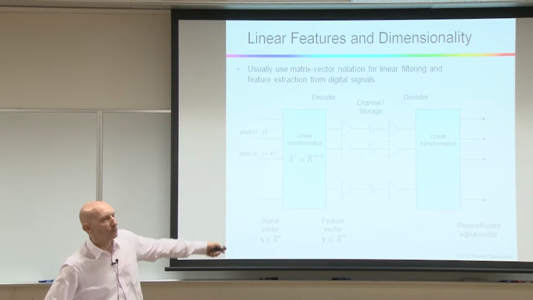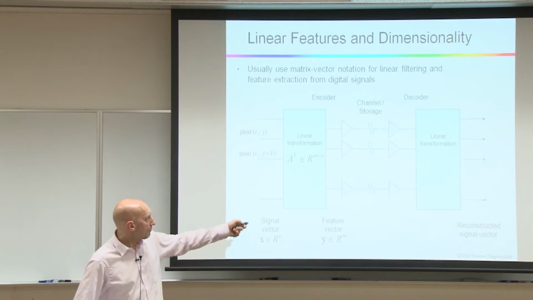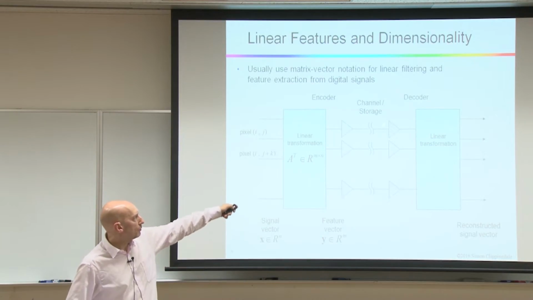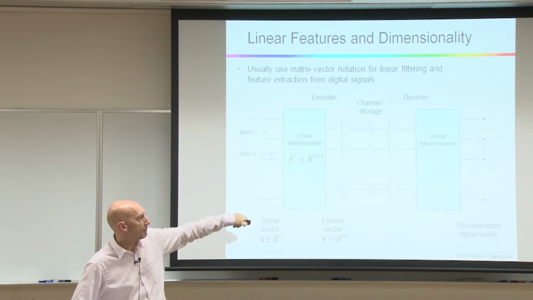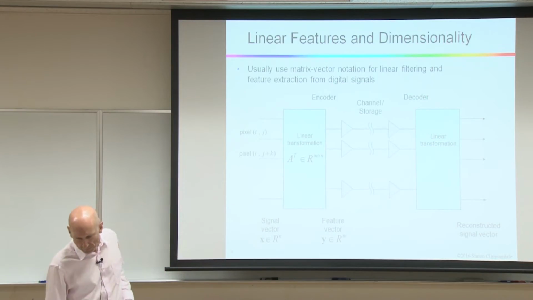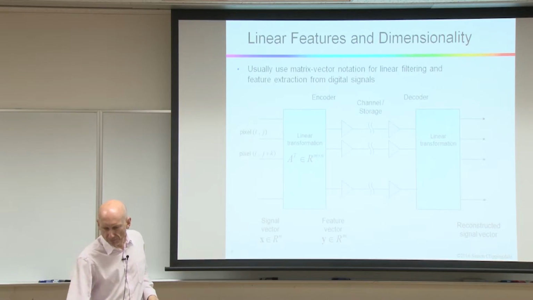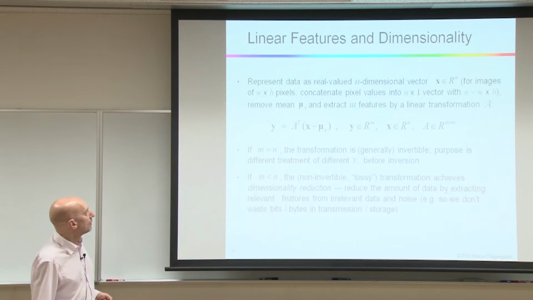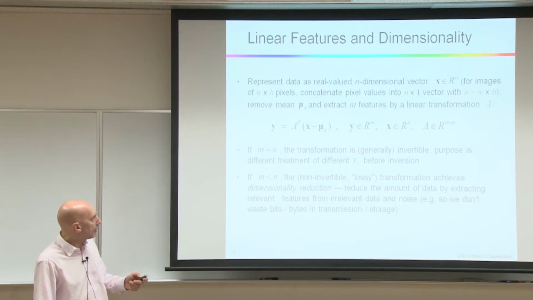So then we're going to transmit all that stuff over some channel, and at the receiver we have a decoder. That was an encoder. This is a decoder, and we're going to put the signal back together again, or some approximation of it at the other end. So what kind of features are good for doing that?